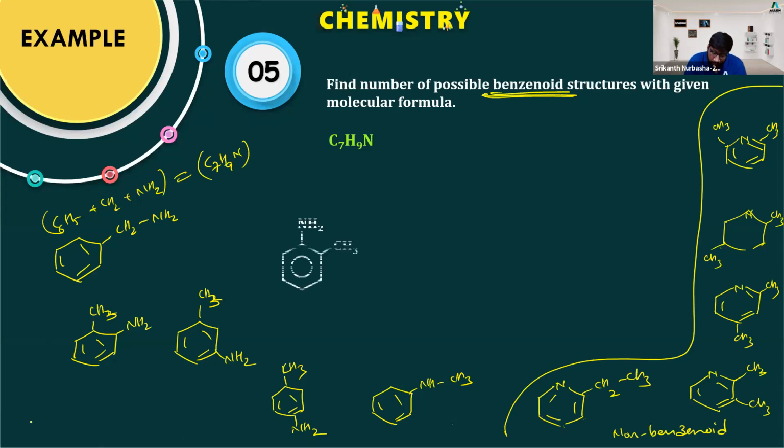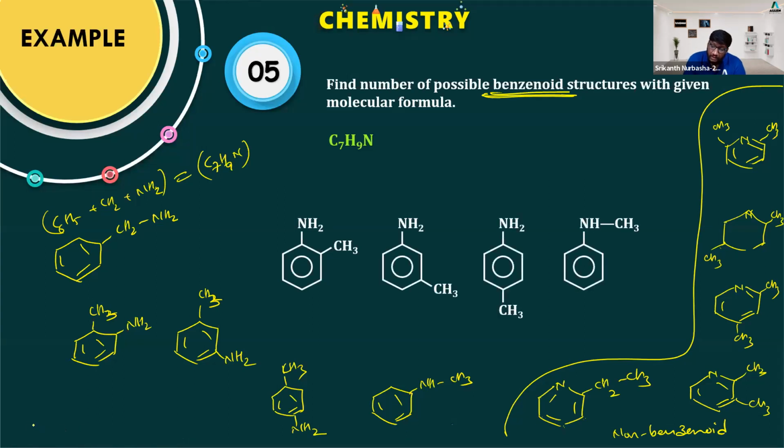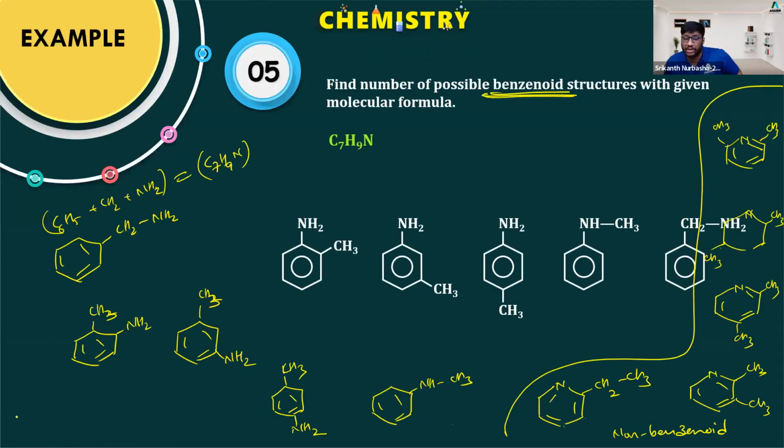Benzoate means only these 5. These are the 5 benzoate structures, and whatever structures I have written there are non-benzoate structures. This completes your structural isomerism part. Any other structural isomerism we have missed out? Metamers, position, chain, ring compounds are included, functional group. Any other isomerism we have in the structural part?